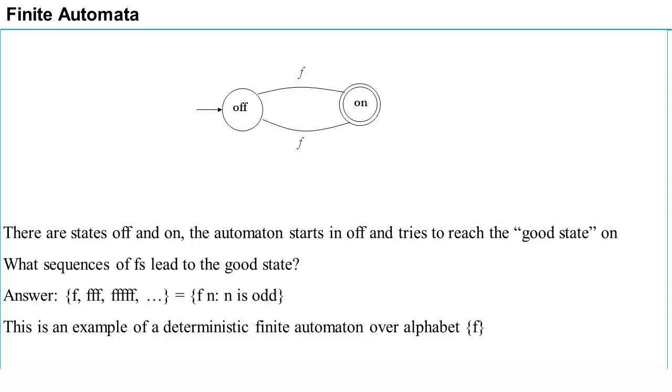Now in finite automata there are states off and on. The automaton starts as off and tries to reach the good state when it is on. So in the same way as we have discussed already, initially it is in the off state. When a single flip is given, it goes to the on state.